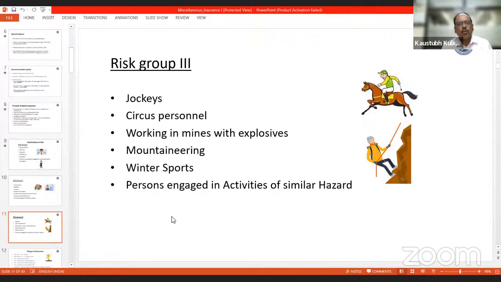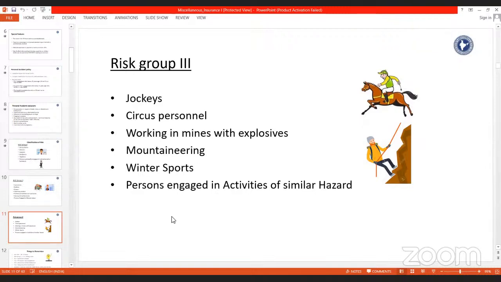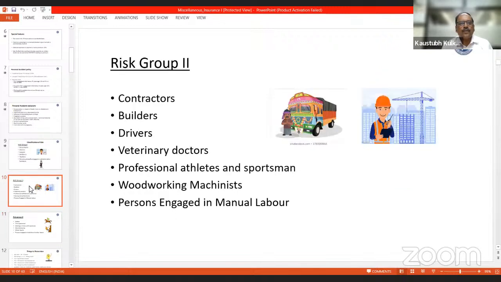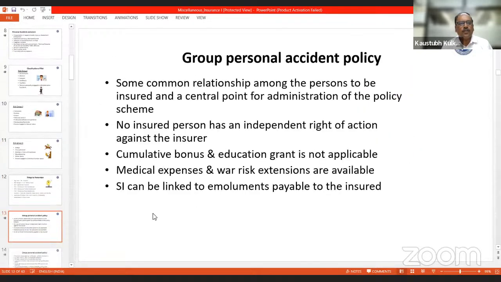Then what will be the risk group 3 personnel? These are having maximum risk as considered by the insurer. So risk group 3 are jockeys, circus personnel, working in mines with explosives, mountaineering, winter sports, and persons engaged in activities of similar hazard. There is a difference between risk group 2 and risk group 3, because in risk group 2, I have mentioned professional athletes and sportsmen. So these professional athletes and sportsmen, according to the degree of hazard of their sports, those can be referred to risk group 3 also. So it differs from their professional athleticism as well as the sports they are dealing with. This is the difference between risk group 1, 2 and 3.